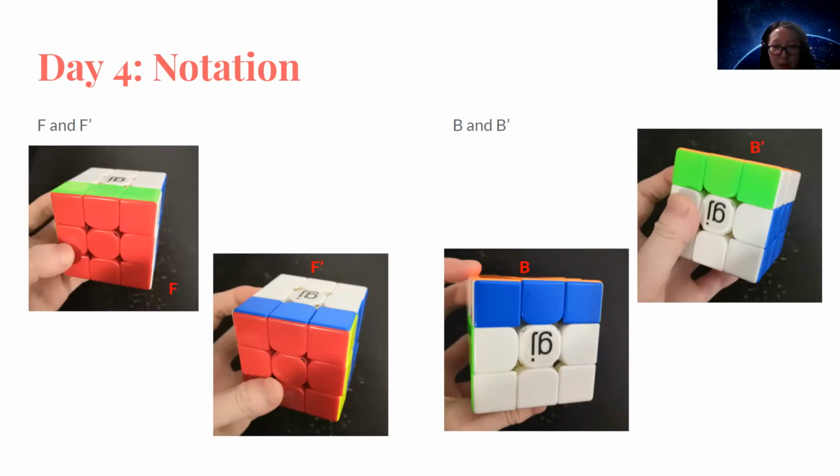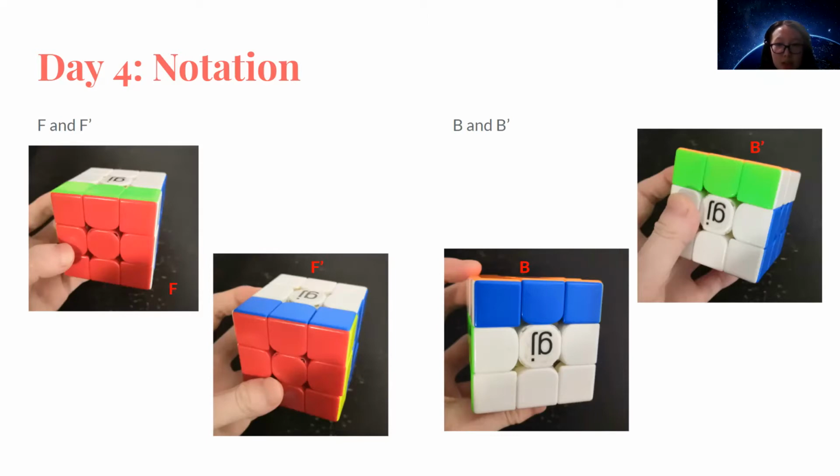Then we have F prime. Just think of a clock again, but then it's going the other way. It's just going like this. Again, I don't know if you guys can see it as opposite or whatever, but it's basically going backwards.